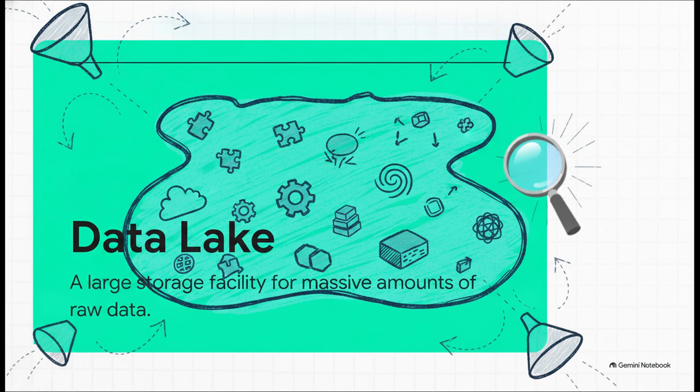A data lake is a huge storage facility where massive amounts of diverse, raw data are just kept until you actually need them. And the philosophy here completely flips from the warehouse model. Instead of organizing and perfectly structuring data before you store it, which is called schema on write, a data lake lets you just dump raw, diverse data in immediately. You get the ultimate flexibility to figure out exactly how to process or structure it later on. That's called schema on read.